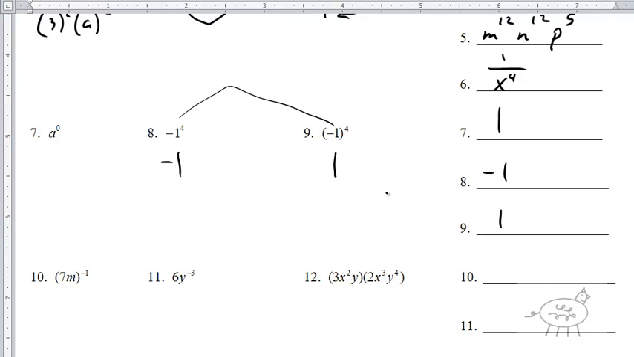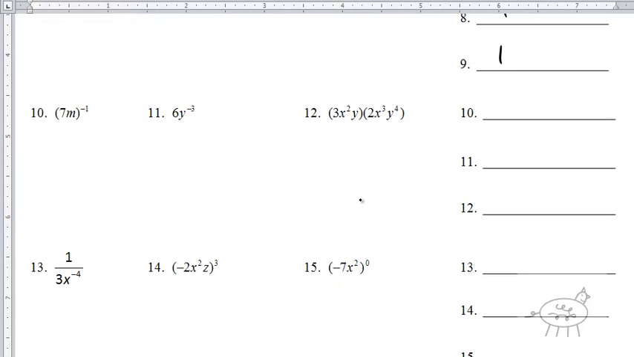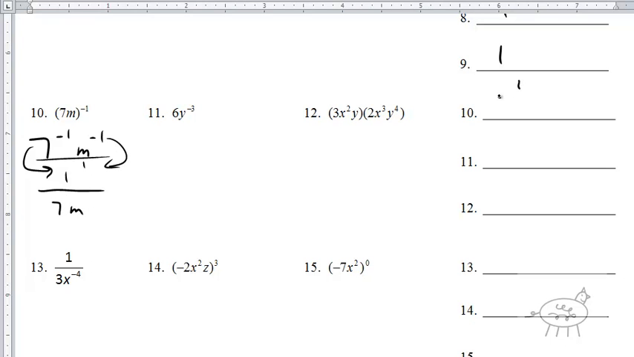Number 10, understand that each term gets a negative 1 exponent. So 7 to the negative 1 and m to the negative 1. So that means it's 1 over, because you make it a fraction, and both of them go to the bottom of the fraction. So 7 goes in the bottom and m goes in the bottom, and you have 1 over 7m. Number 11, what goes to the bottom of the fraction for this one? Well, it's not in parentheses, so the only thing that's affected by that negative 3 is that y. So the 6 stays on top and the y goes in the bottom, and you get 6 over y cubed.